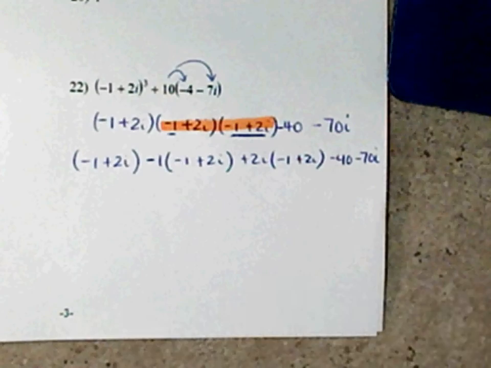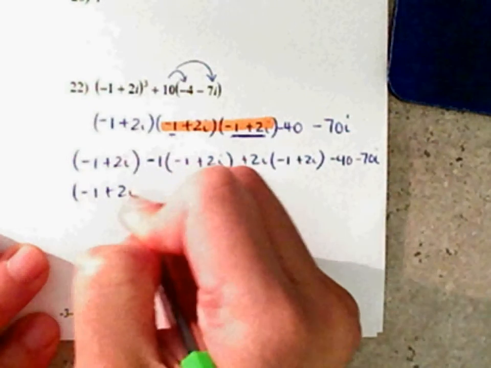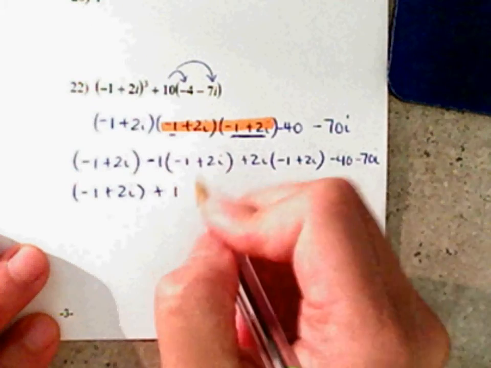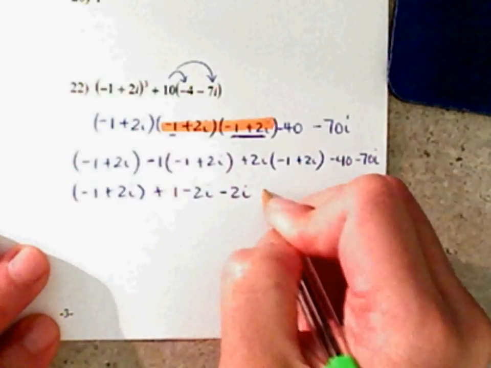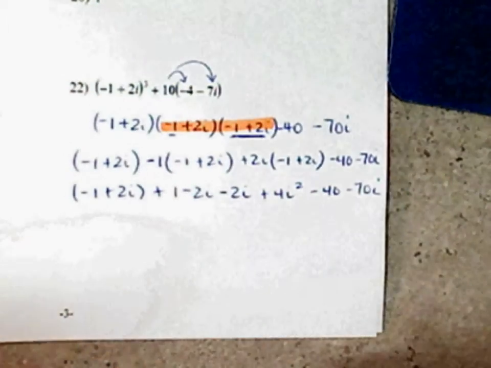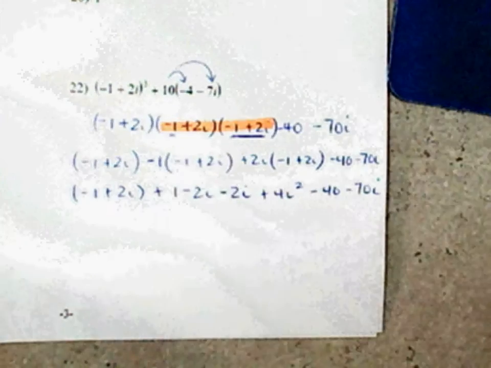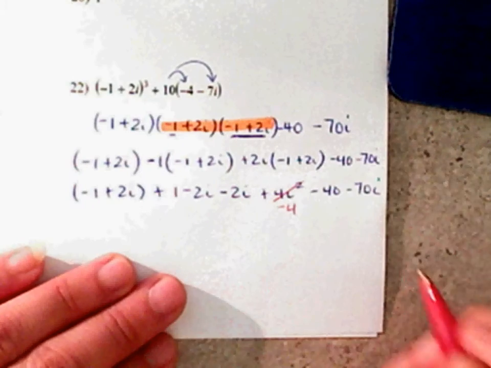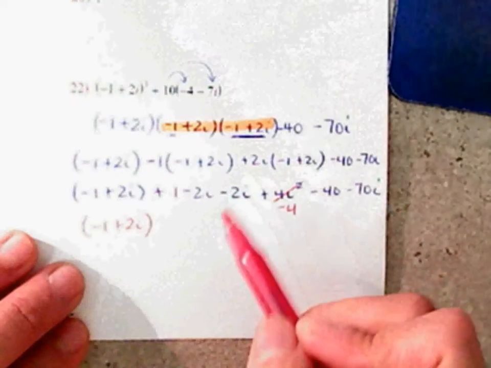Alright, continue on. Go ahead and distribute. So I have negative 1 plus 2i. Negative 1 times negative 1 is positive. Negative 1 times 2i is negative 2i. Distribute as well. Negative 2i plus 4i squared minus 40 minus 70i. So your whole objective is to slowly get rid of your parentheses, okay? Let's go ahead and combine some like terms. Make it easy on me. That's a negative 4. So I'm going to have negative 1 plus 2i times all of these.